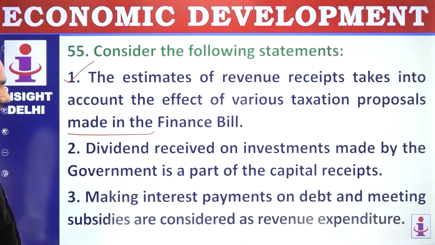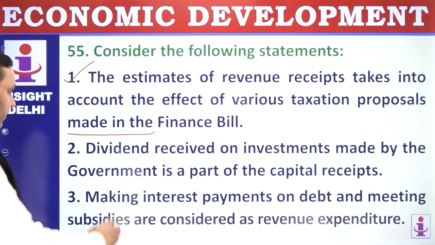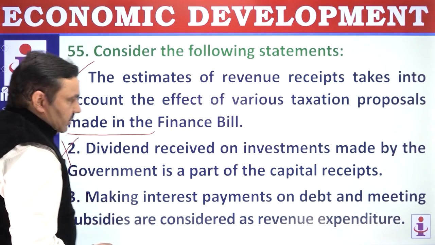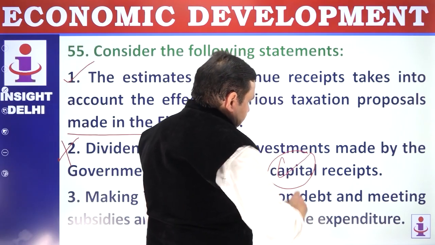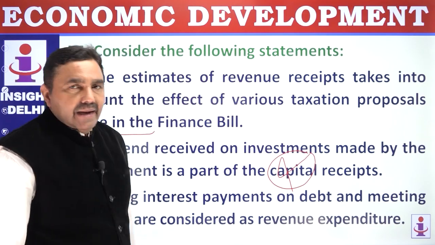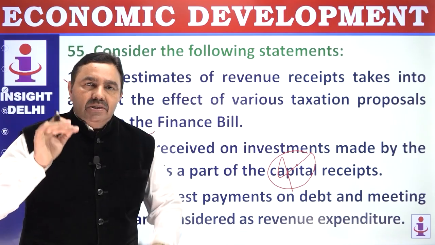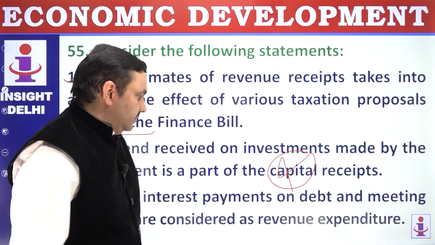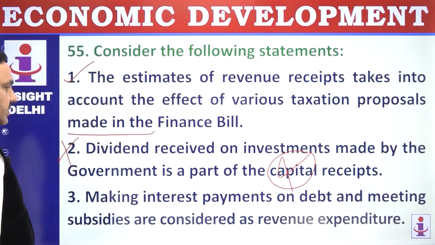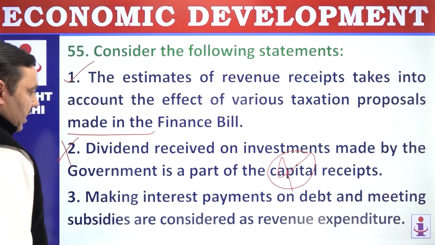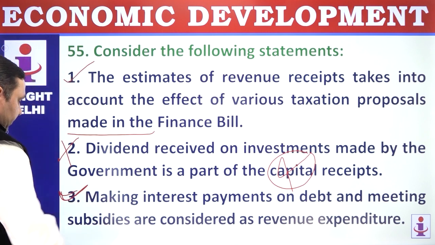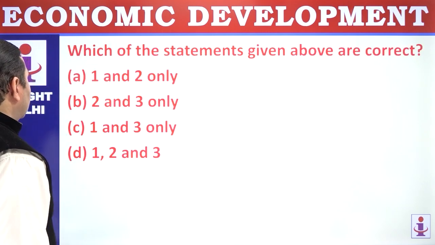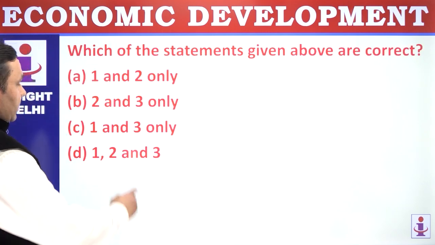Dividend received on the investment made by the government is part of revenue receipt. Revenue receipt means something that government is not required to pay back, something that doesn't create any liability. Capital receipt is a receipt that creates liability on the part of government. Making interest payment on the debt and emitting subsidies are considered as revenue expenditure. That's correct. These are part of revenue expenditure. 1 and 3 only.